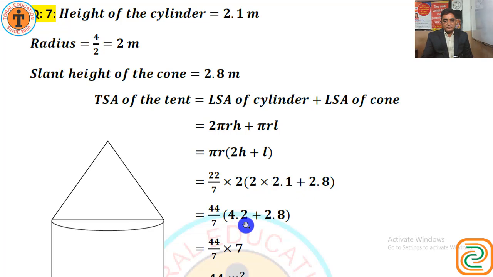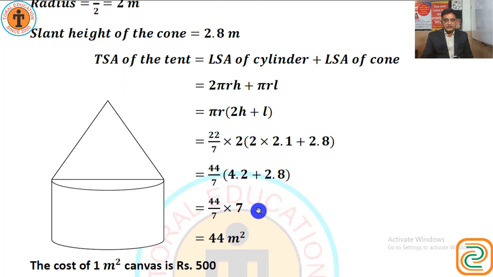2.1 into 2 is 4.2, plus 2.8. It will give us 7. 7 cut off, and we have got 44 meter square. This is the total area of this tent.